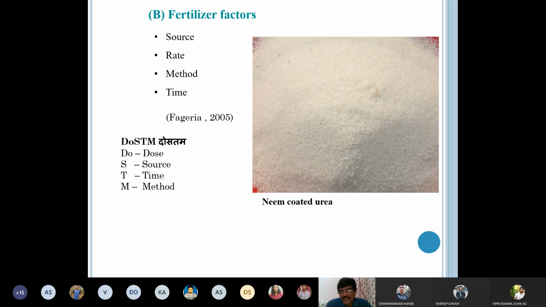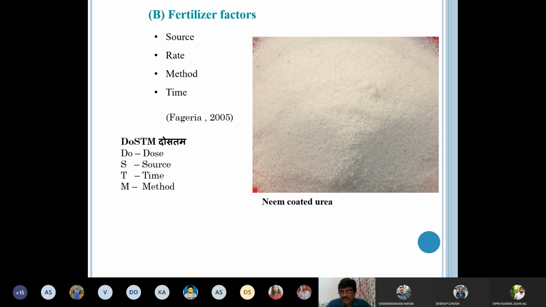Next is your fertilizer factors. Fertilizer factors are source, rate, method, and time. And in this, you can remember the acronym DOSTM. DOSTM means you can explain it: D for dose, S for source, T for time, M for method. So source of fertilizer also affects efficiency.